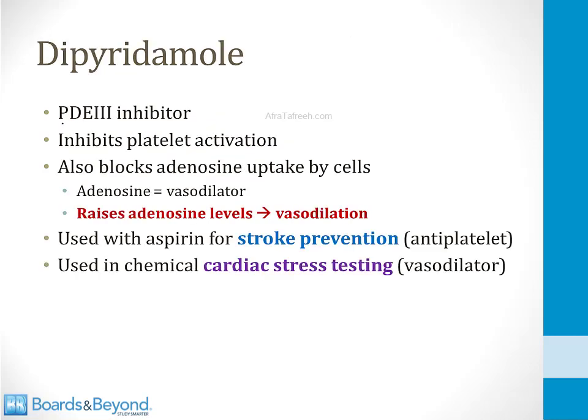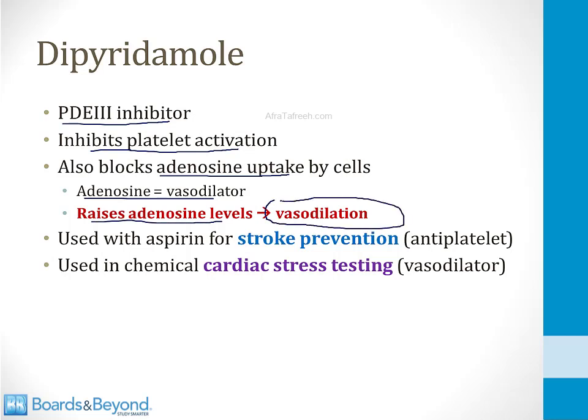So dipyridamole is a PDE3 inhibitor that inhibits platelet activation. It also has another effect. It blocks adenosine uptake by cells. Adenosine is a vasodilator, so when you block the uptake of adenosine by cells, you raise adenosine levels, and this can lead to vasodilation, which is responsible for some of the other uses of dipyridamole besides antiplatelet. It's also responsible for many of the side effects.